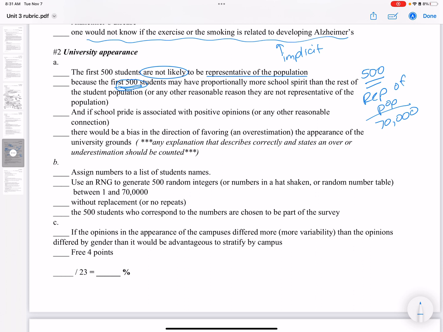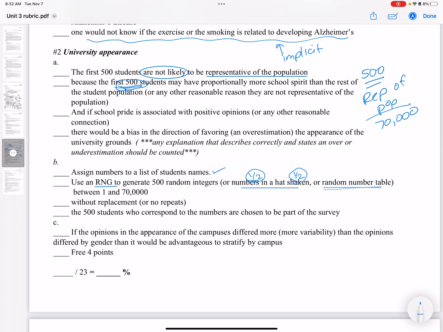Okay, and the second one wants you to do a simple random sample. So you need to assign numbers to the students' names, and then you could use an RNG, which is a random number generator, or numbers in a hat shaken. If they don't say shaken, you only give them half a point. So numbers in a hat is half a point.